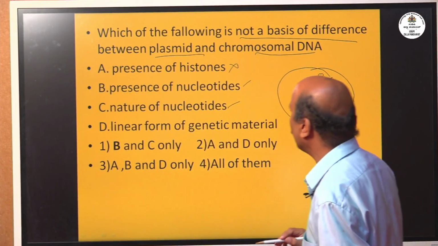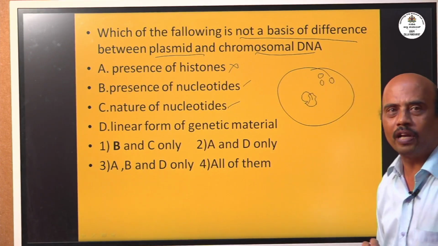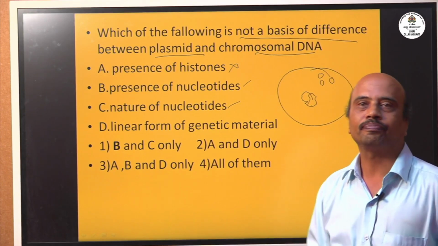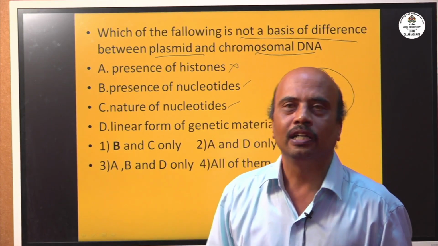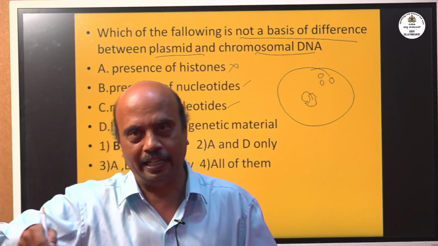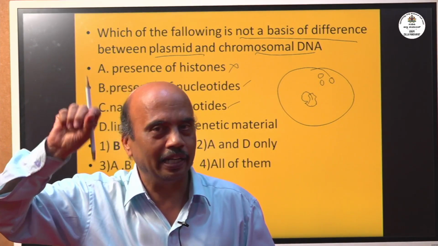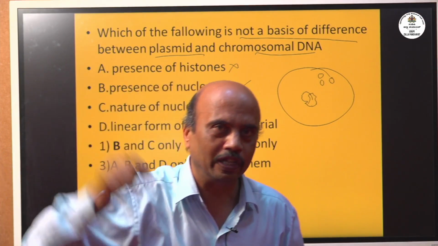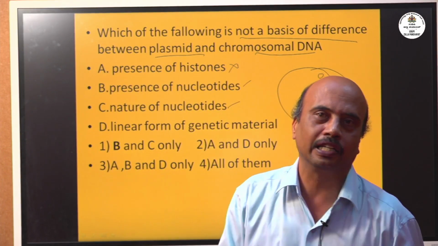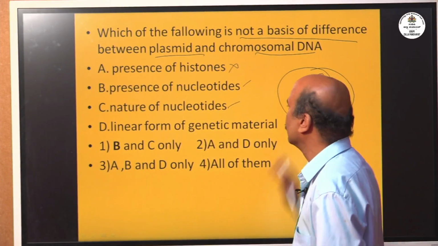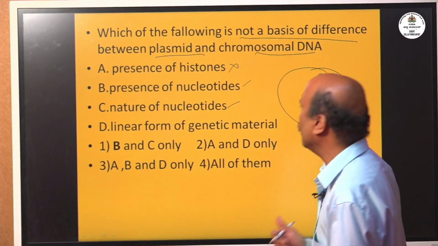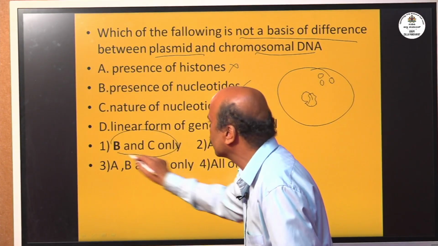Next, linear form of genetic material. I told earlier, both of these are circular, not linear. Linear type of DNA is found only in eukaryotes, with a telomere. The telomere is the terminal part, the end of the chromosome. But in prokaryotes we have only circular DNA. So therefore B and C is the correct answer.